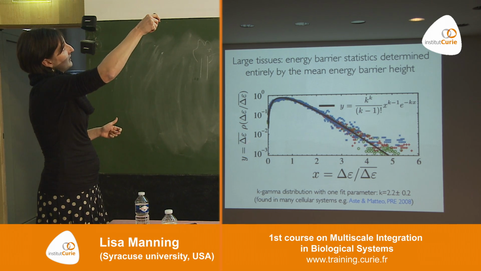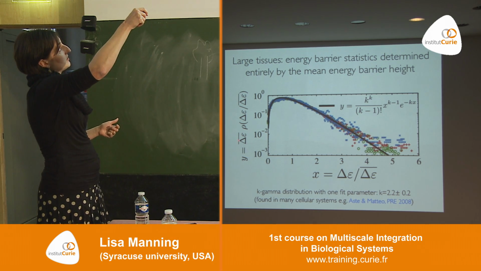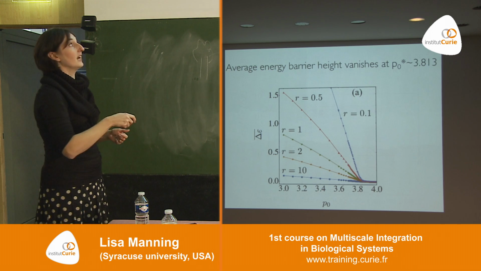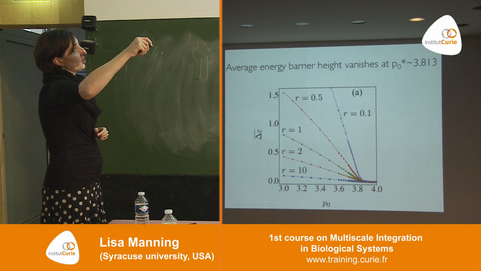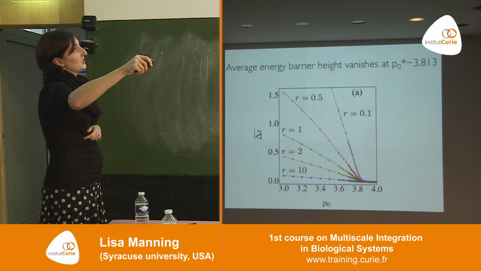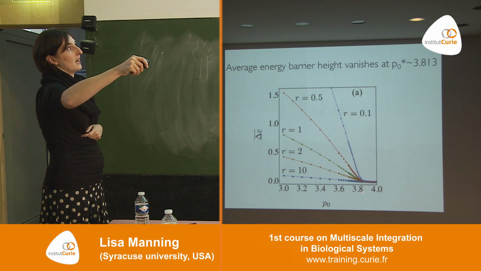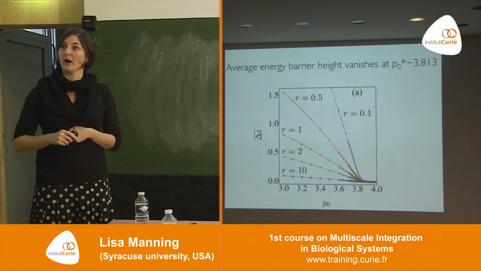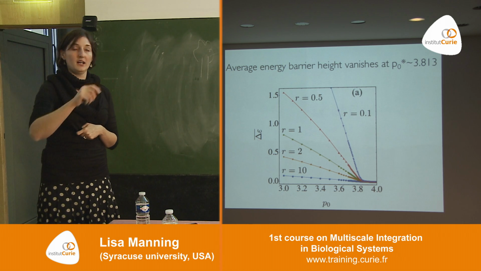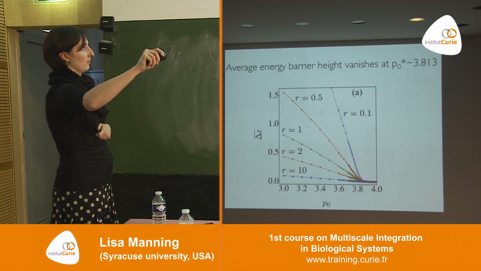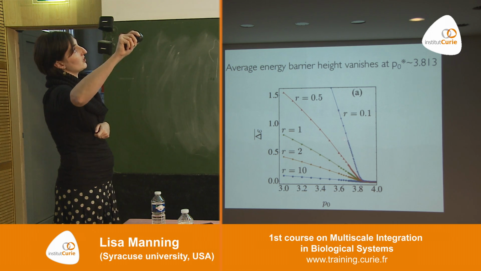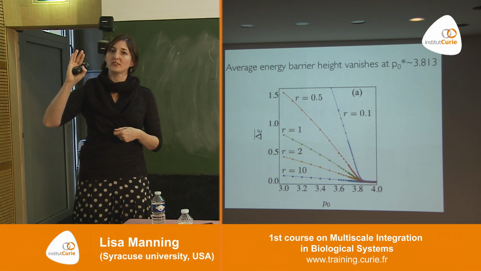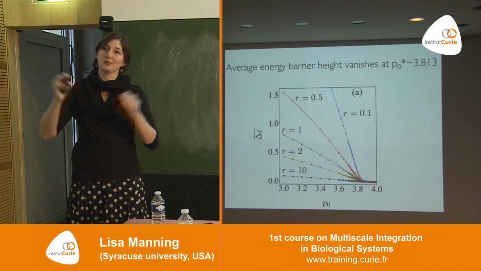So I'm going to represent the mean energy barrier in a system as overlying delta E. Okay? And if I look at the mean energy barrier in the system as a function of P0, the first thing you see is that they all appear to go to 0 at some value of P0, which is roughly the same as it was before for that 4-cell case, this number 3.81. And this is what happens if I change R, which is telling you about the fluctuations that you're allowing in the perimeter.